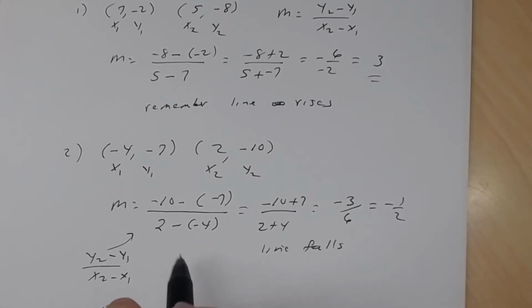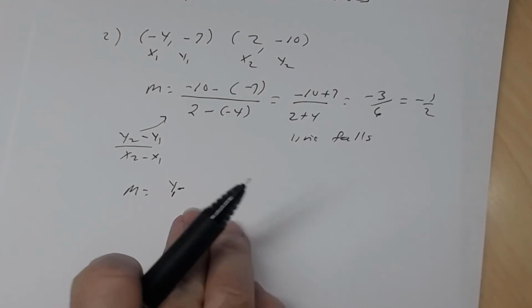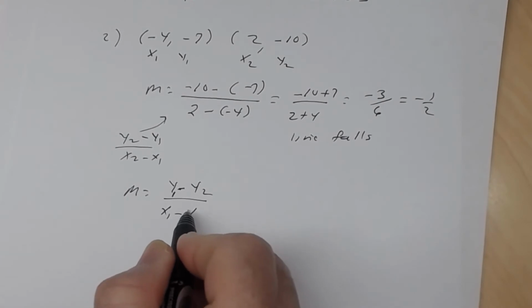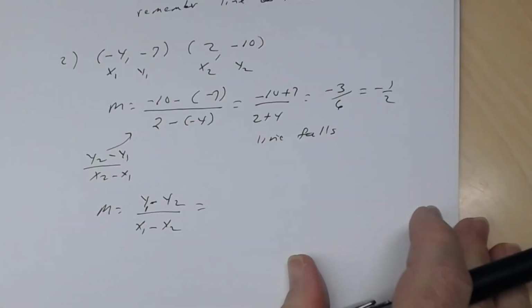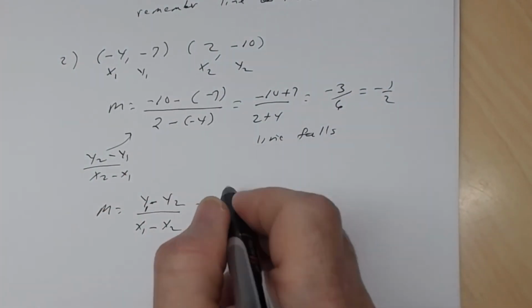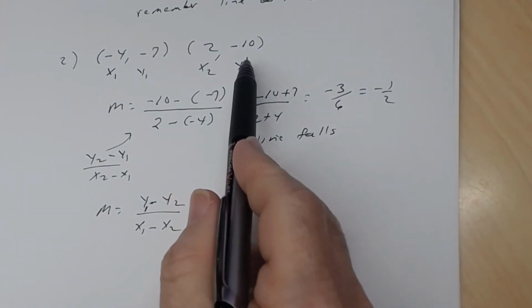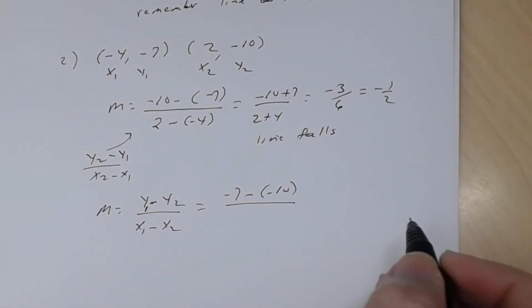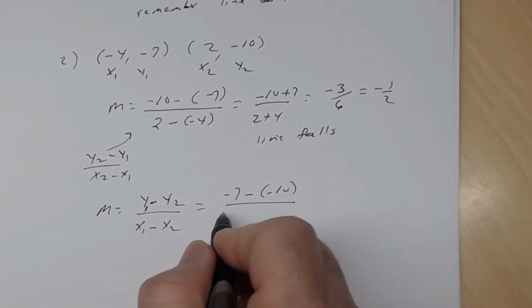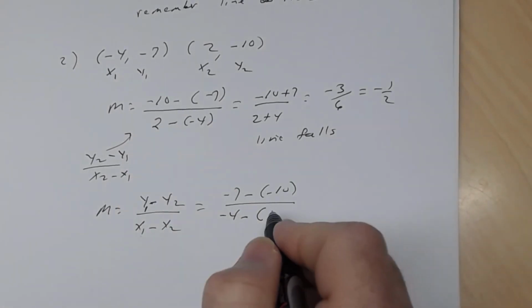But let's go ahead and use the other one. Let's suppose that you started with y1. Now it's very important that you remember your y coordinates go in the numerator. So y1 subtract y2, and since I started with y1, I've got to start with x1 subtract x2. So y1 is -7, and I'm going to subtract y2, which is -10, divided by x1, which this time is -4, subtract x2, which is 2.